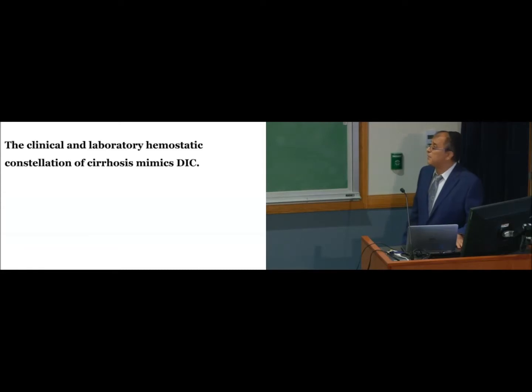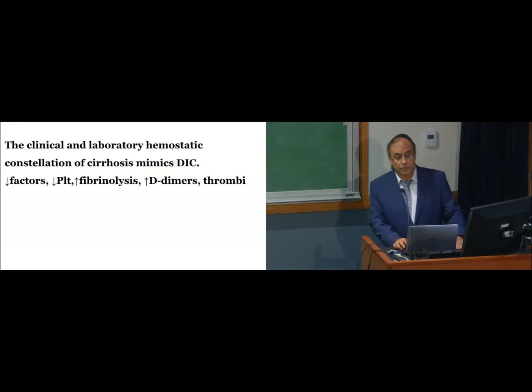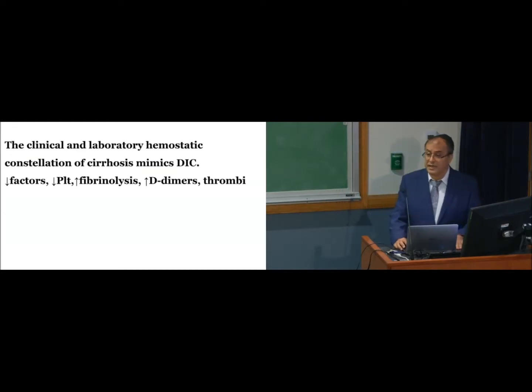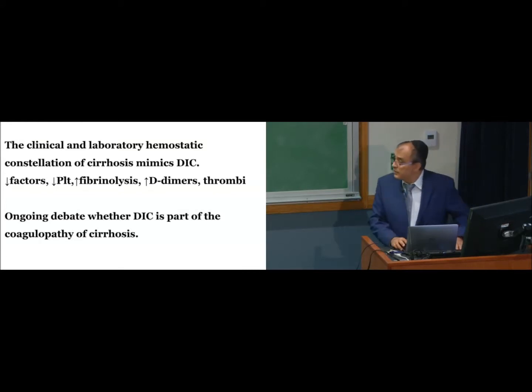It just so happened that the clinical and laboratory constellation of cirrhosis mimics that of DIC. There are the low platelets, low factors, some thrombosis, fibrinolysis. We find the D-dimers in the thousands in the operating room. And there is an ongoing controversy whether DIC plays a part in the pathophysiology of cirrhosis, or whether it just happens to be a laboratory mimicry.